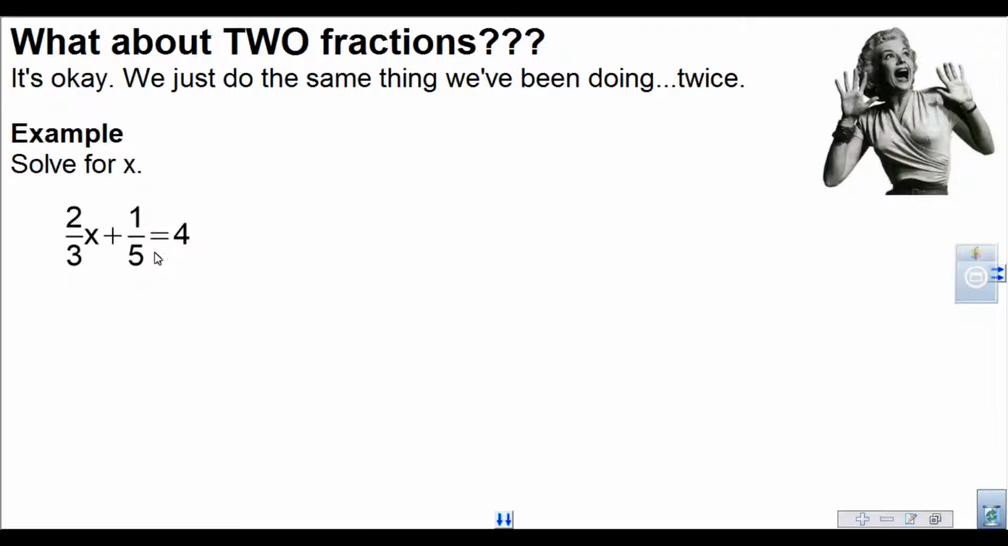2 over 3x plus 1 over 5 is equal to 4. So I need to get rid of both the 3 and the 5. So I mean, we can do it through one multiplication, but let's just break it down into something that we've been able to do throughout the video. Okay, so we're going to multiply each term by 3. So I can get rid of the 3 in the denominator here. All right, so those 3's will divide out. So we're left with 2x plus, now 3 times 1 over 5.